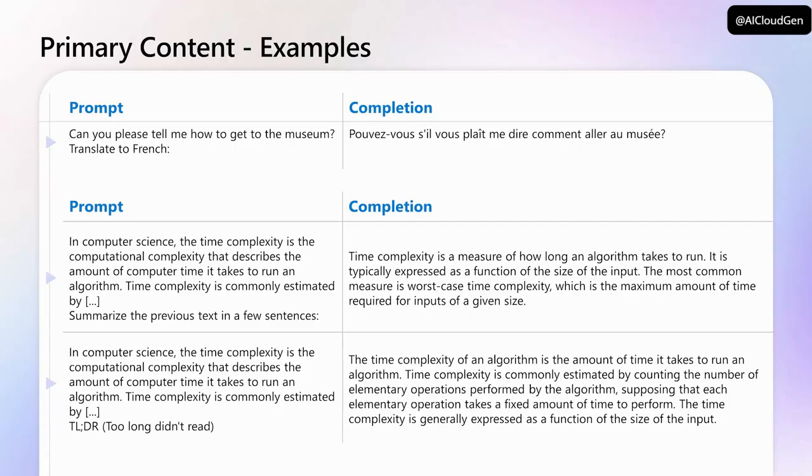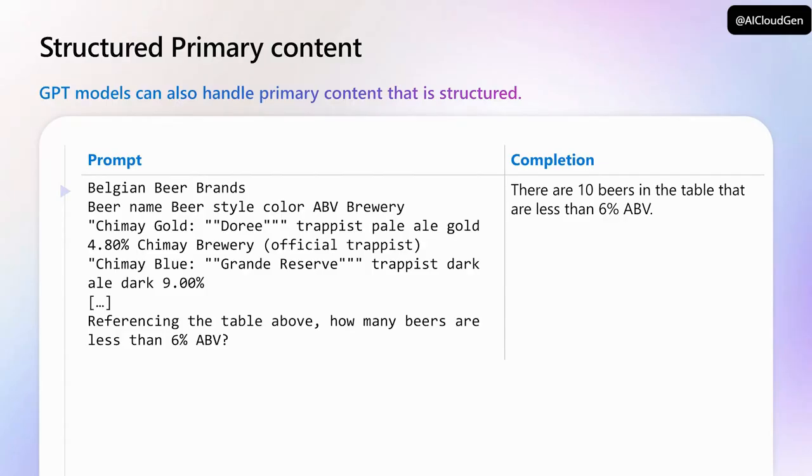So whether you want to summarize something or convert something, keep in mind you pass that information, which is the primary content, in conjunction with the instructions. These are some examples where you give a whole paragraph of content and ask it to summarize it, and this is what you get. So this content which you're asking it to summarize, that is what we call the primary content.